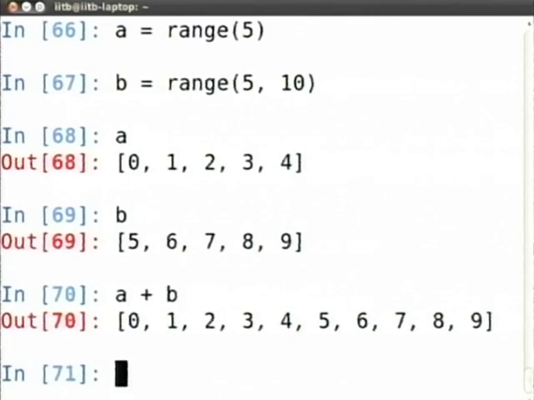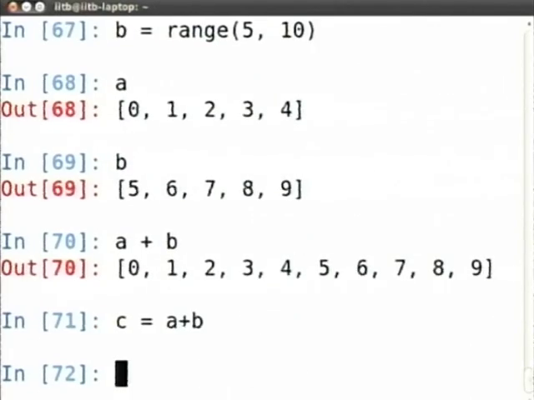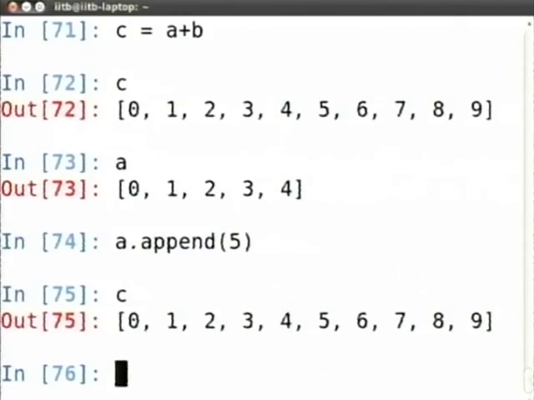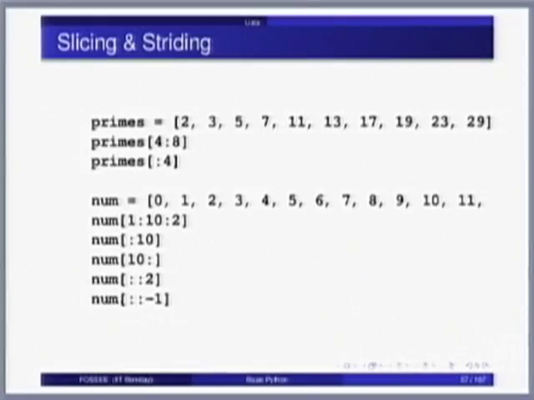For example, if I were to say C is equal to A plus B, C is this, A is this, and now if I say A.append(5), C is still unchanged. Which means C is a fresh list which has nothing to do with A and B except it has a copy of all of those elements.